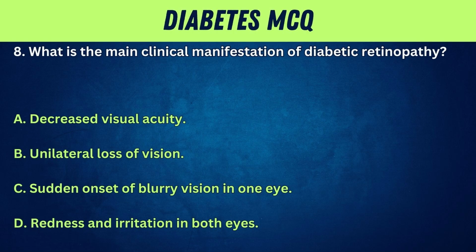8. What is the main clinical manifestation of diabetic retinopathy? A. Decreased visual acuity. B. Unilateral loss of vision. C. Sudden onset of blurry vision in one eye.